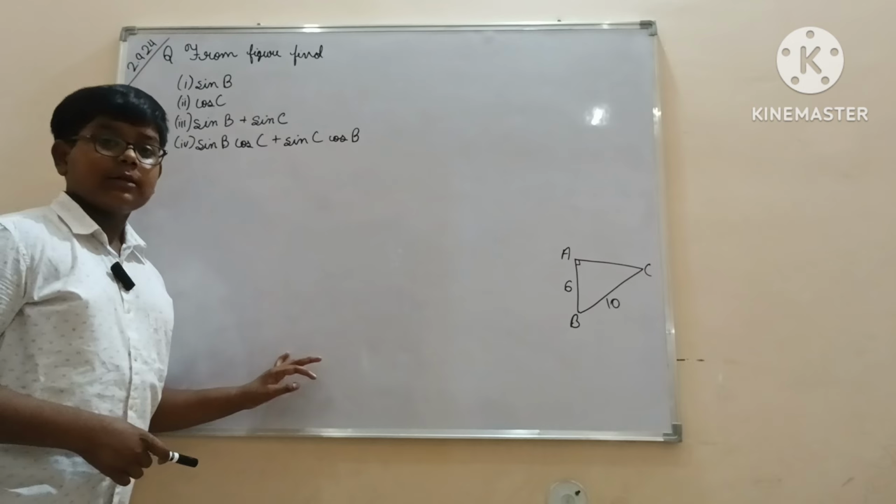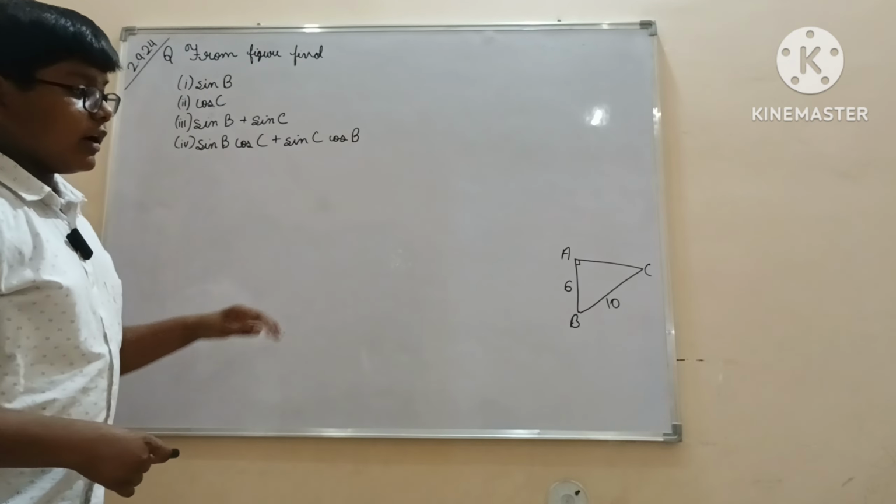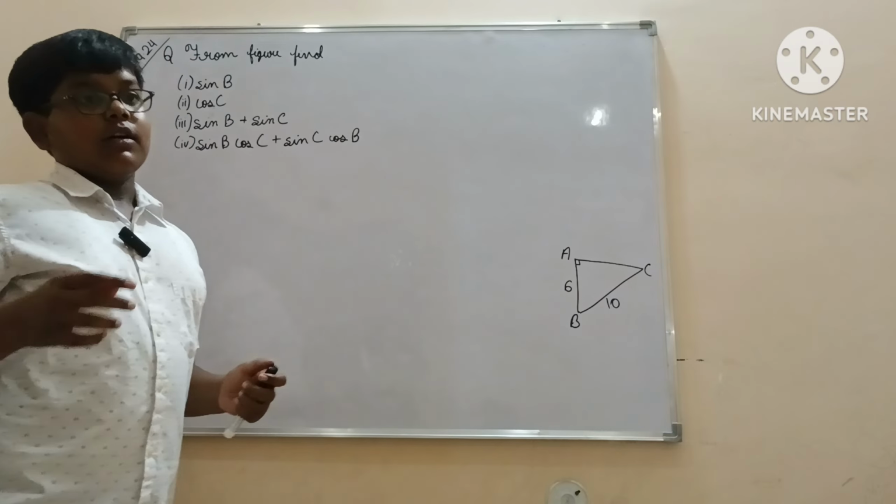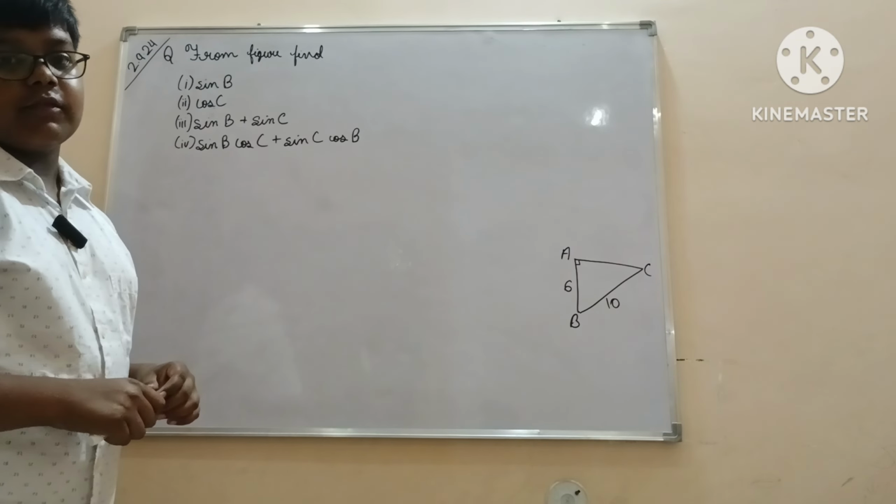We are covering our chapter, which is trigonometrical ratios, and we are on part 6 of the trigonometrical ratios. There are more parts which are left behind.